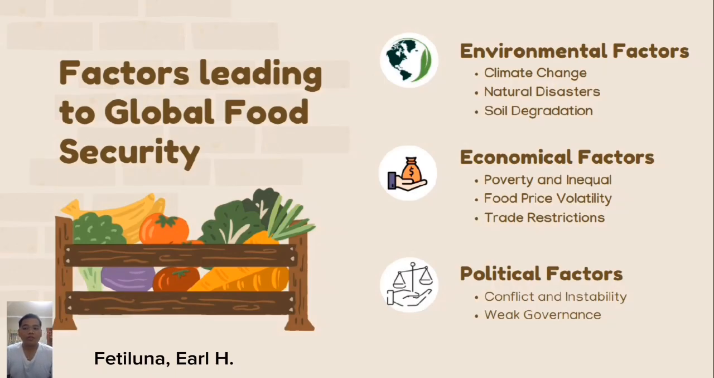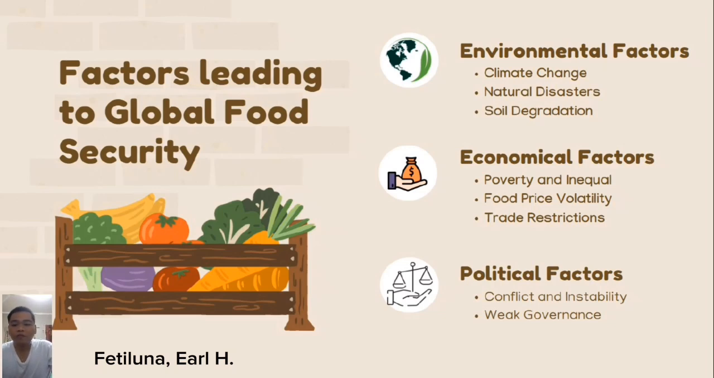Trade restrictions, including tariffs and export bans, can disrupt the flow of food between countries, leading to shortages and increased prices in regions dependent on imports. These economic challenges worsen hunger and malnutrition, particularly in vulnerable populations, underscoring the need for policies that promote economic stability and equitable food distribution.